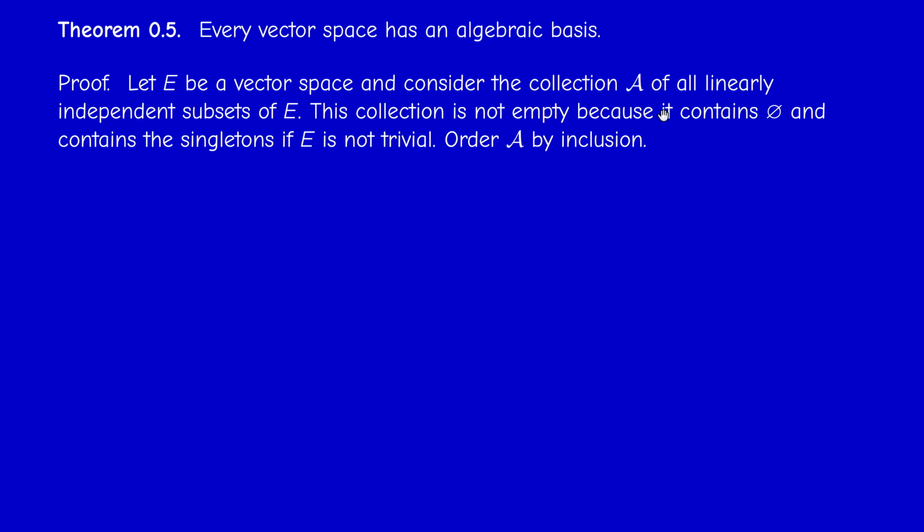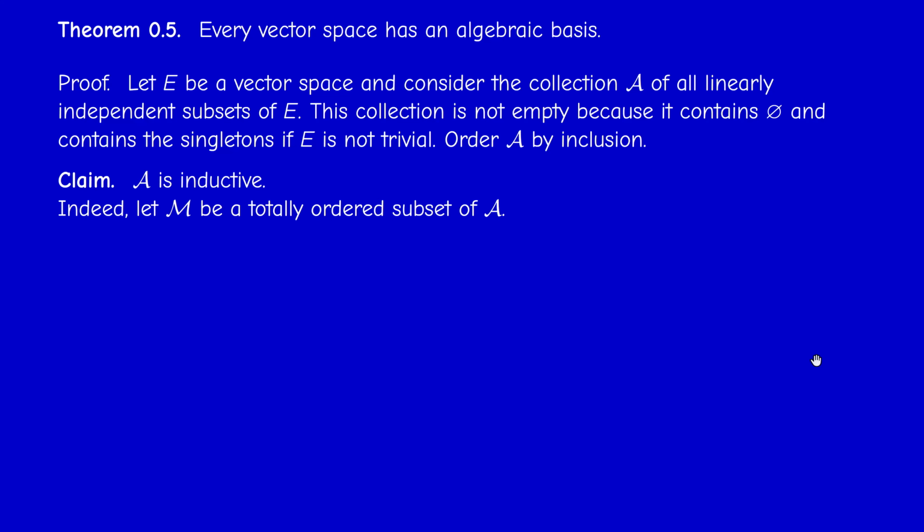So we order this collection of all linearly independent subsets of E by inclusion. So we get an ordered set. As you may guess, we will prove that A has a maximal element. Okay, how do I prove that? I must prove that it's inductive. How do I prove that it's inductive? I consider a chain of A, which is just a totally ordered subset of A. So any two elements of calligraphic M are comparable.